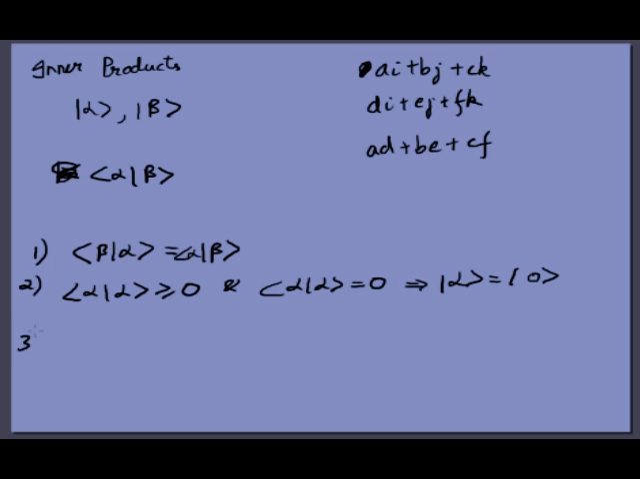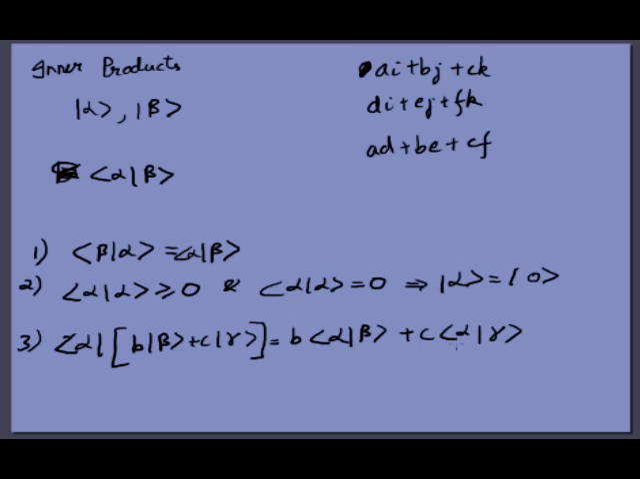And the third rule is alpha inner product with b times beta plus c times gamma is equal to b times the inner product of alpha with beta plus c times the inner product of alpha with gamma. So these three rules are followed for the dot product, and we say that if there is any form of product that follows these rules, we refer to that as the inner product. But there is one small difference between these and dot products, and this is that here you have a star, which is a complex conjugate.